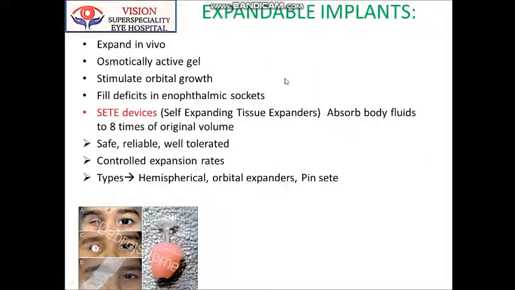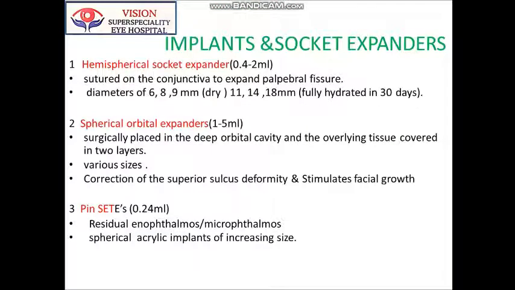Expandable implants with osmotically active gel which expand in vivo and stimulate orbital growth were introduced specially for congenital anophthalmos. Self-expanding tissue expanders absorb body fluids to 8 times of original volume. They are safe, reliable, well tolerated with controlled expansion rates and types include hemispherical, orbital expanders and pin SETE.